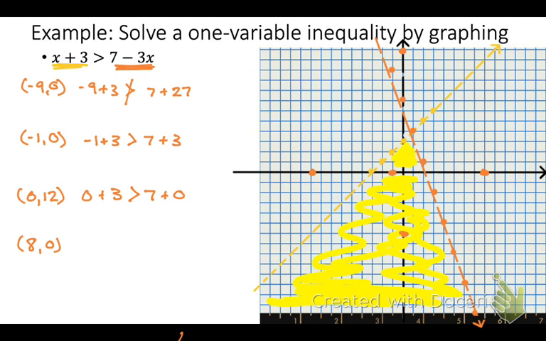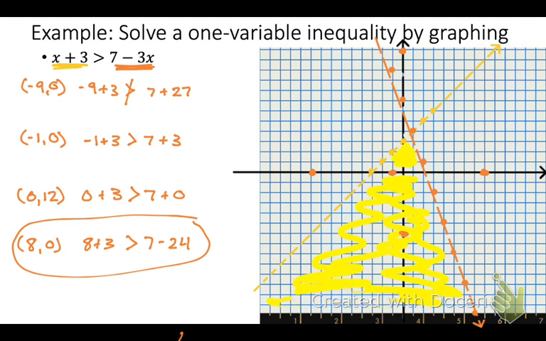So I hate that. Then I have 8 plus 3 is greater than 7 minus 24. Is that true? Yes. So it's this one. This big. Oh, you're wrong. Not here. I didn't tell you wrong. I let you say it.